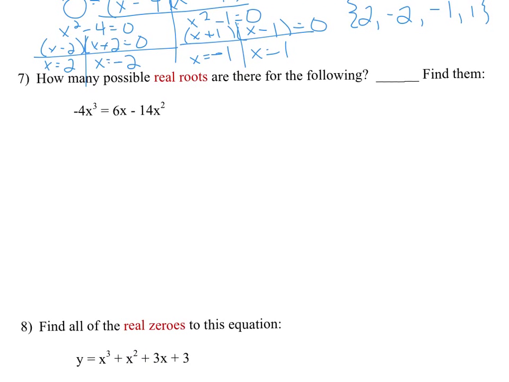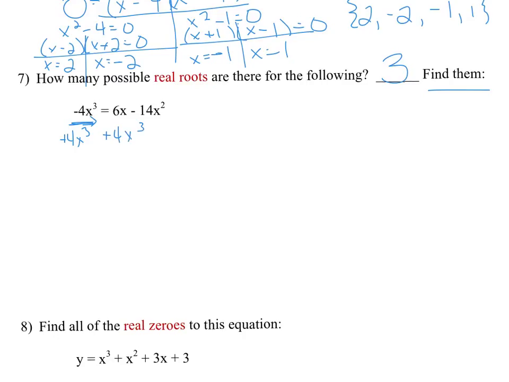How many possible real solutions for this one? Well, look at that. The highest degree is 3, so we could have a possibility of 3 solutions. Now we need to find them. So remember, the leading coefficient needs to be positive. So the leading coefficient is on that term. That term is negative, so this is the one that's going to go to the other side. Leading coefficient always has to be positive. So we'll move this to the other side, 4x cubed.